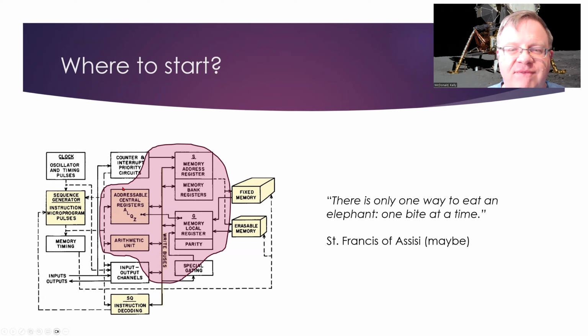And so we're going to focus on this pink area here. This is an overall block diagram of the Apollo guidance computer. As we go through a number of the key components, we've got a clock, and that's going to generate all of the timing pulses that we need to synchronize everything throughout the computer.